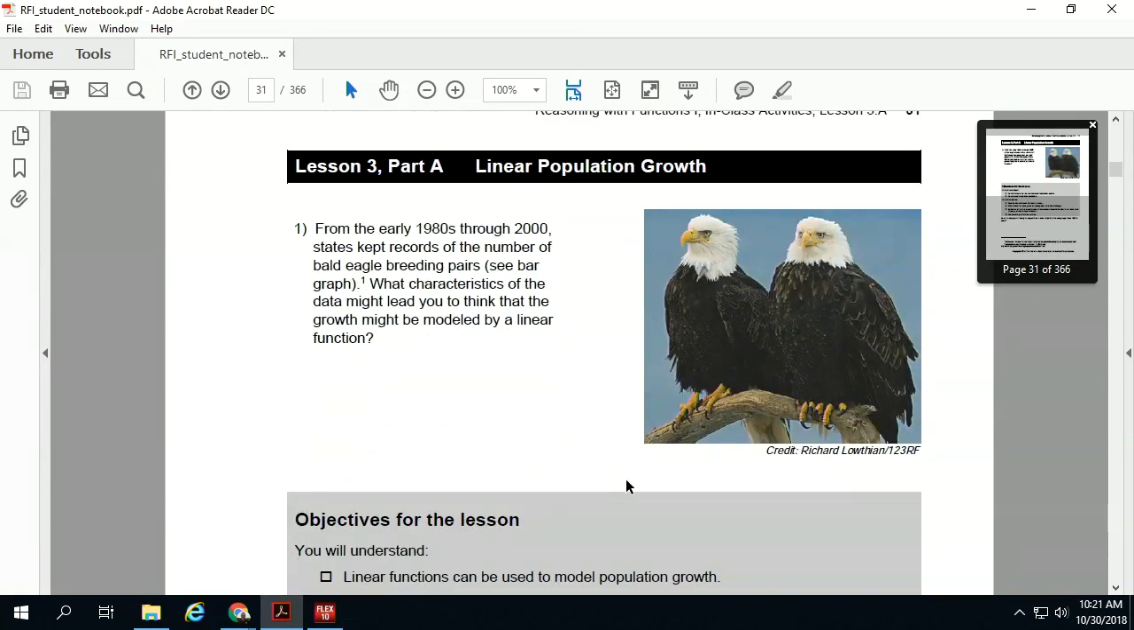From the early 1980s through 2000, states kept record of the number of bald eagle breeding pairs. Why do you think they wanted to keep track of the bald eagle breeding pairs? Because they were super endangered, okay? And we're talking about linear population growth. So the population of what is going to be growing in this case? Eagles. Very good.